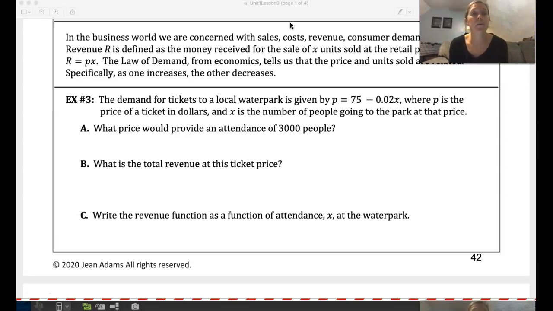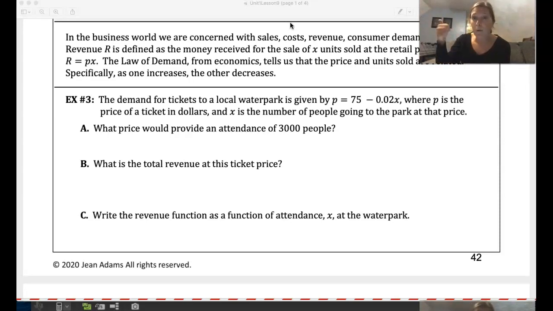So in the business world, we're concerned with sales, costs, revenue, consumer demands, and profit. Your revenue R is defined as money received for the sale of X units sold at the retail price of P. So we get the formula R equals P times X, right? Which makes sense. If you're selling a shirt for $15 and you sell 10 of them, you just made a revenue of 150, right? And then the law of demand, which comes from our economics courses, tells us that the price and units sold are related. So specifically, as one increases, the other decreases, which makes sense.